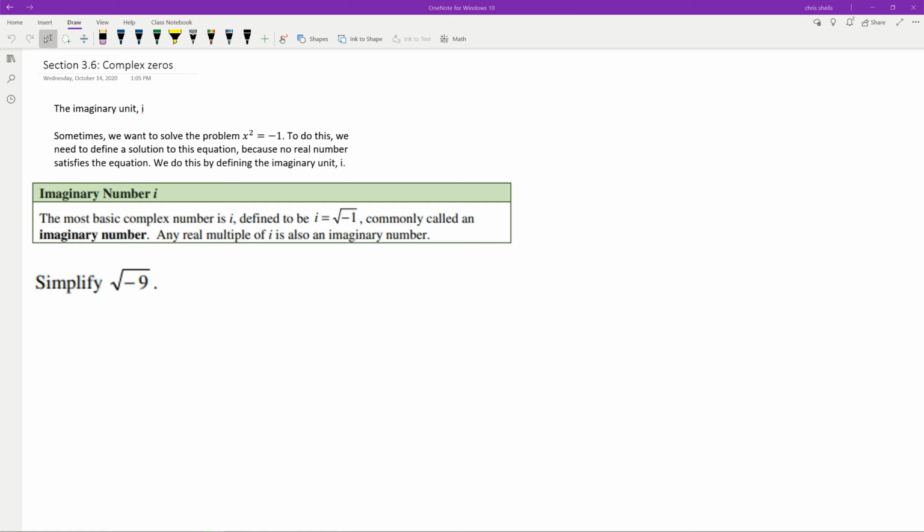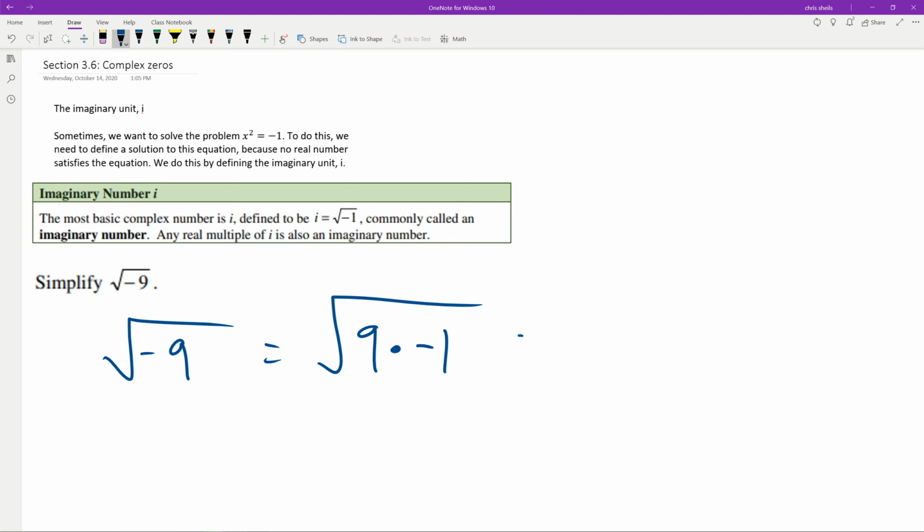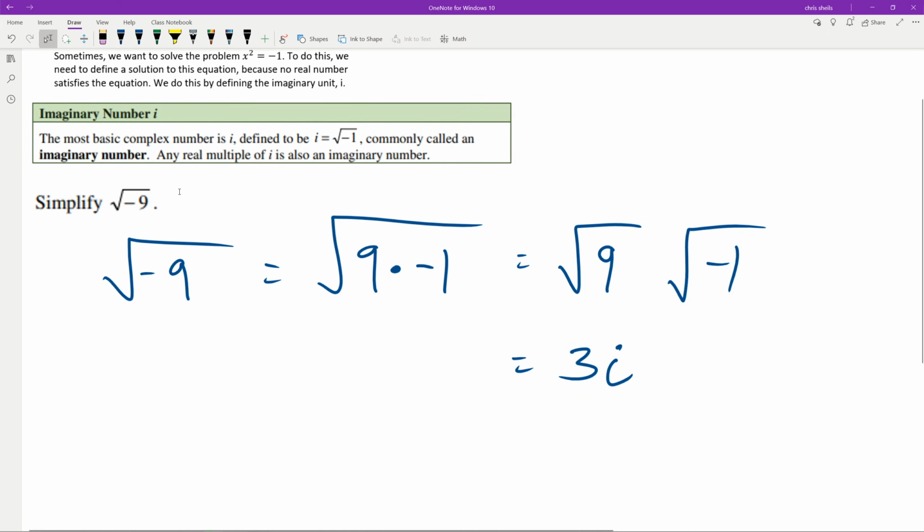So if we look at an example that says simplify the square root of -9, then I know that -9 is the same thing as 9 times -1. This allows me to break this up into two separate square roots, the square root of 9 times the square root of -1. I know that the square root of 9 is 3, and I know that the square root of -1 from this definition is i. So this means that the square root of -9 is 3i.